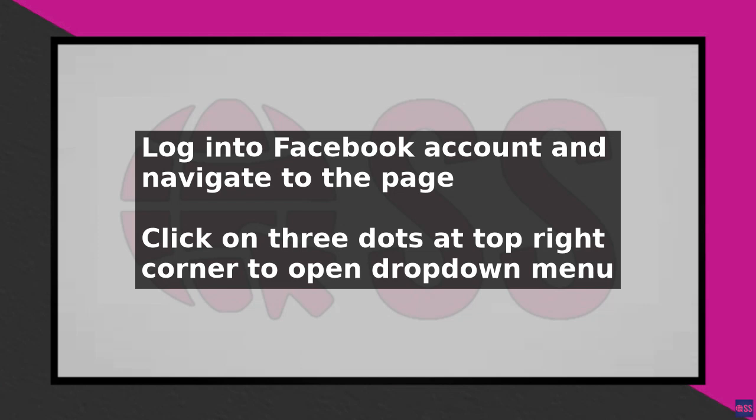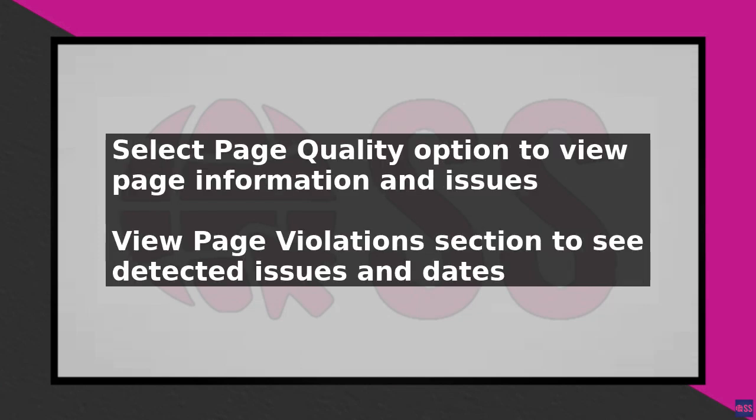Select the option that says Page Quality. This will take you to a new page that provides information about the page's quality and any potential issues. On this page, you will see a section that says Page Violations. This section will list any violations that Facebook has detected on the page.